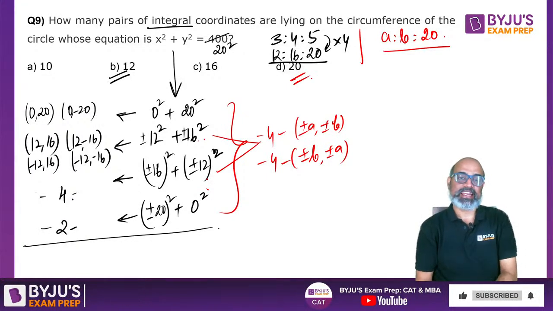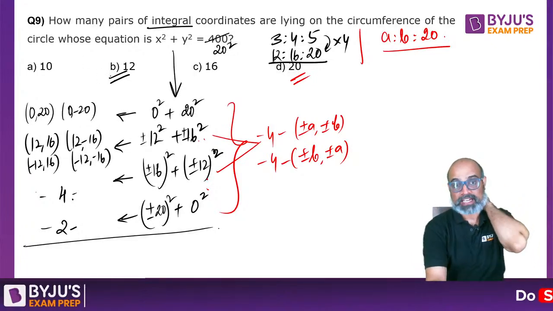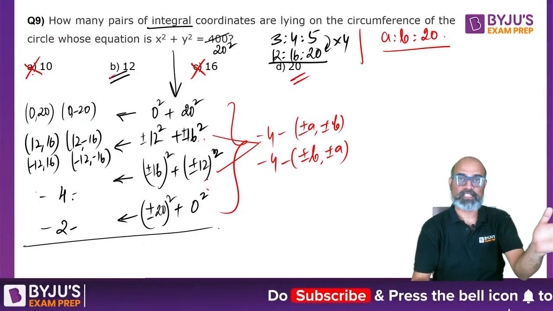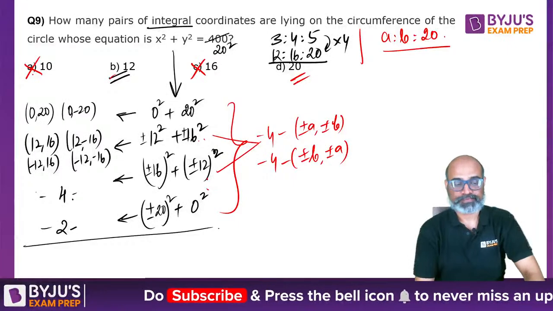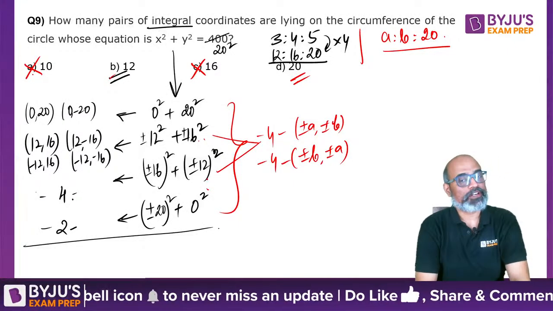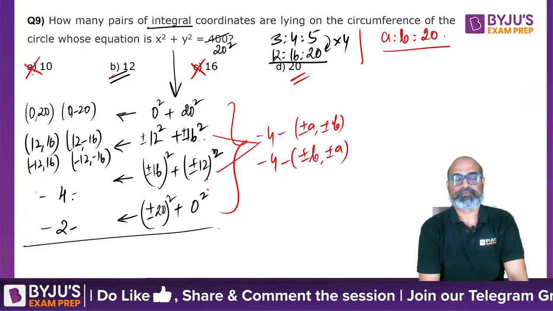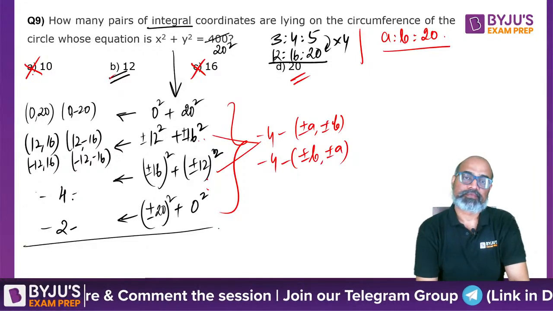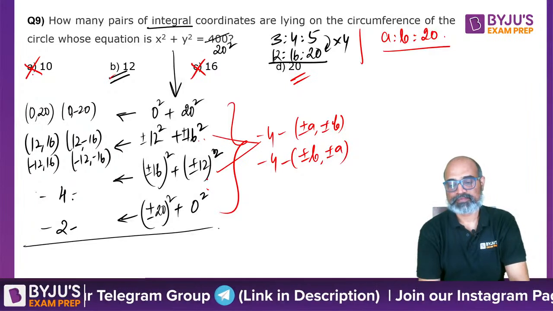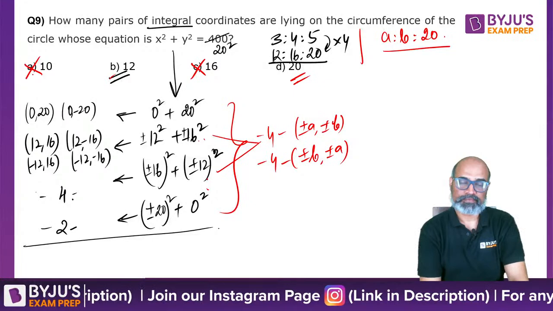So is there any other triplet that we need to find out? Because the answer is going to be either option B or D. It can't be C, it can't be A, because we have already got more than 10. 12, 16, 20 we have already done. Any other triplet? Try.